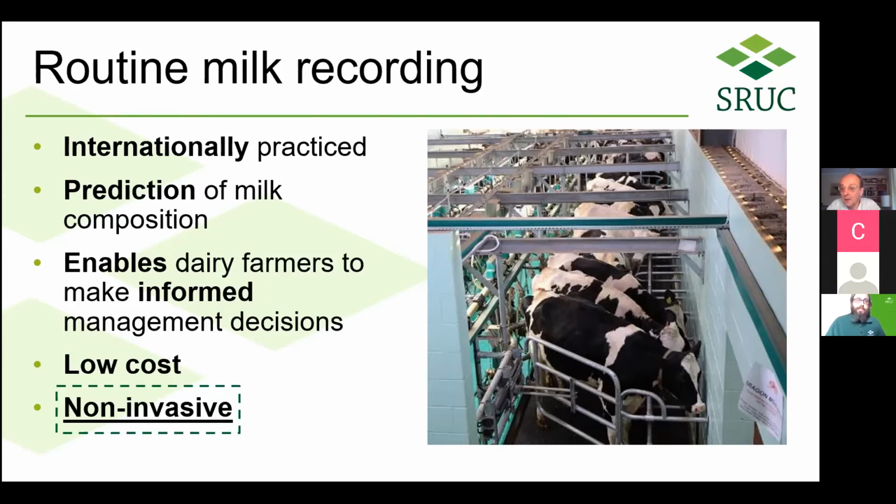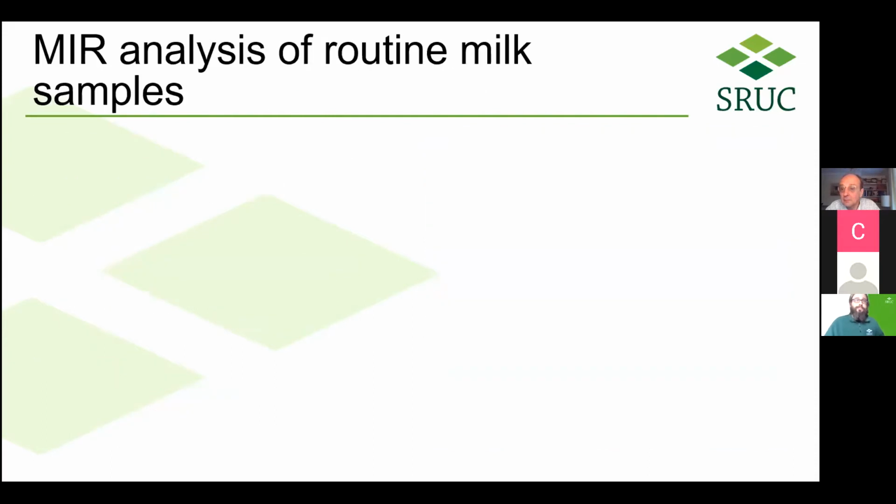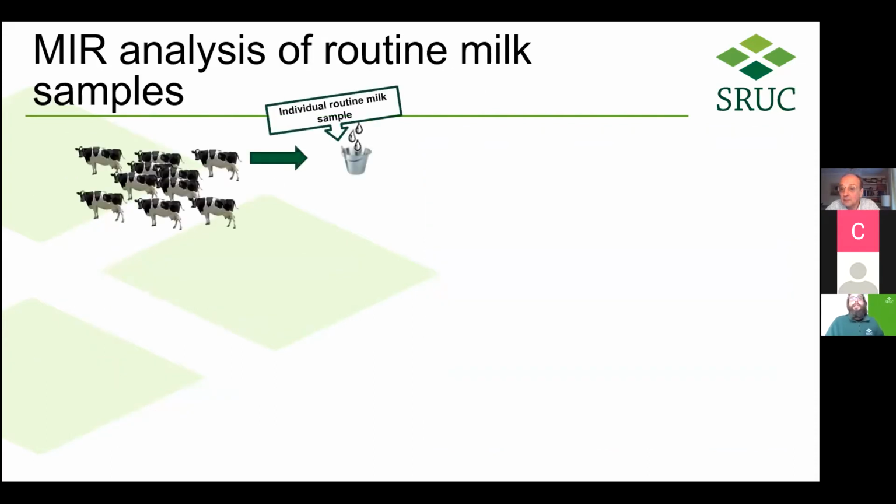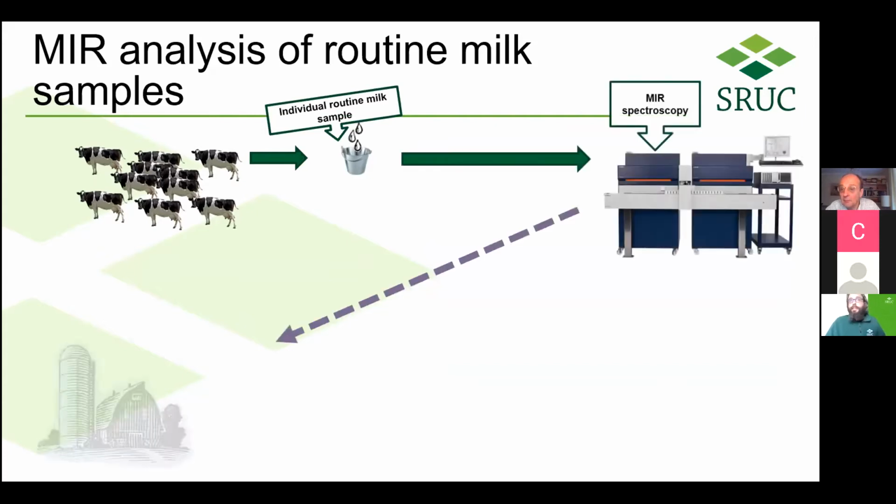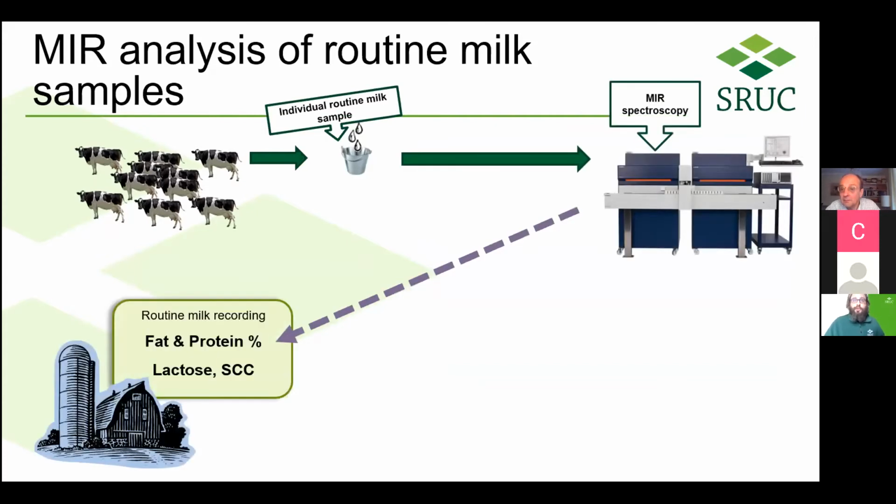These are milk samples that are already being collected from the cow, and we can take something like 30 milliliters of milk and put that through the mid-infrared spectrophotometer and get these predictions. So the workflow is that an individual routine milk sample is collected from each animal in the herd. It's then analysed by mid-infrared spectroscopy, and information such as fat, protein, lactose and somatic cell count is then reported to the farmer, and the farmer could then use that information to manage the herd.